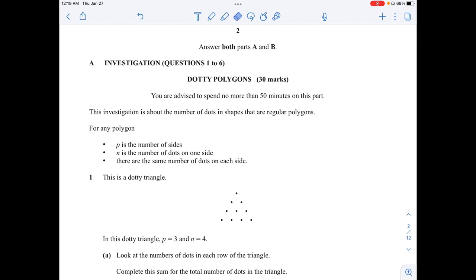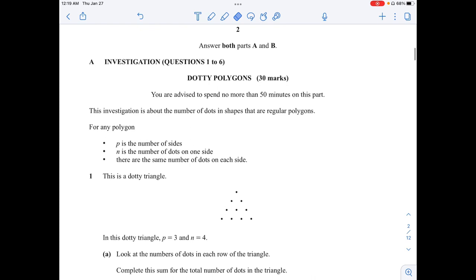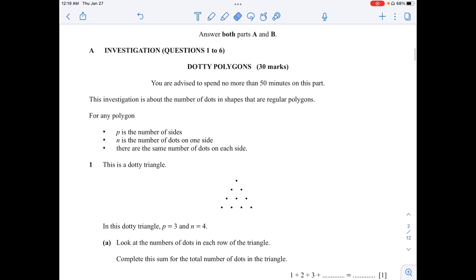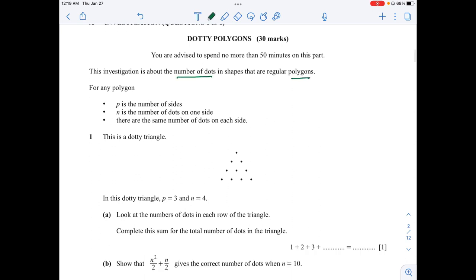The first question is from investigation, question 1 to 6, dotty polygons. So we shall read very carefully. You are advised to spend no more than 50 minutes. This investigation is about the number of dots in the shape of regular polygons. P is the number of sides. Remember, P is the number of sides.